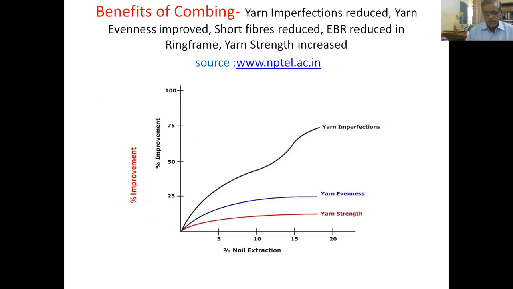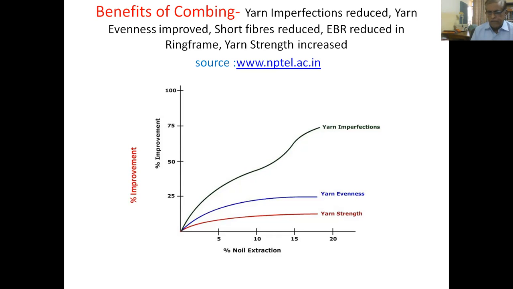So what are the benefits of combing? As I have told you, in the fabric we are getting some improved qualities. The fabric is whiter, lustrous, softer. These are the properties which we are getting in the fabric. In the yarn also, there are some changes in the properties.